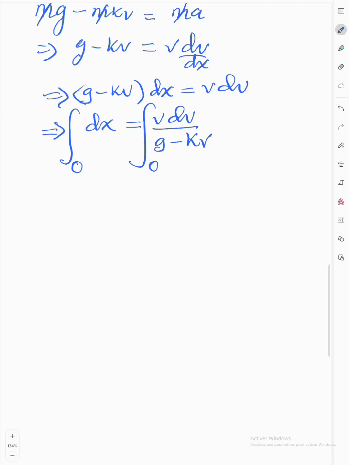Then at a time when the velocity or the speed of the particle is g over 2k, the particle must have moved a distance from the maximum height equivalent to hm, the distance that we are seeking to find. So the integral of the left hand side, the integral of dx, is the integral of 1 with respect to x, which will simply be x, and we're taking from 0 to hm, and that should be equal to, on the right hand side, again v dv all over g minus kv.